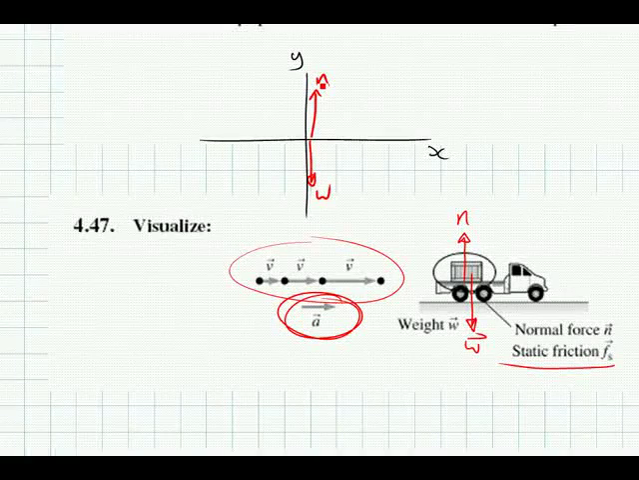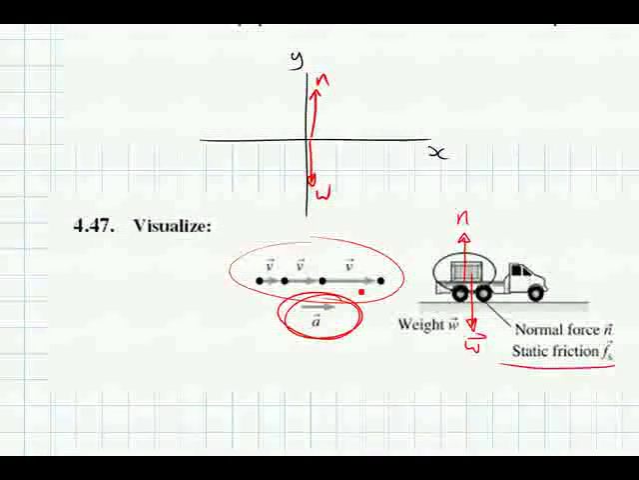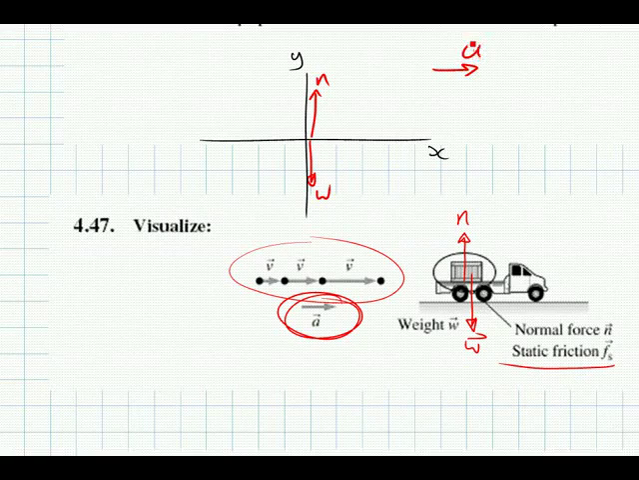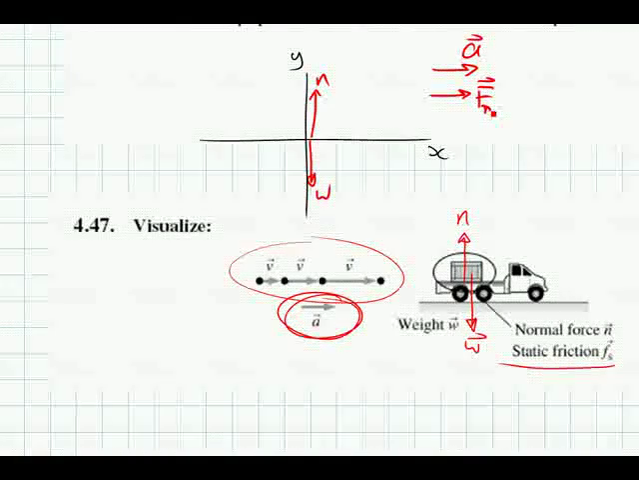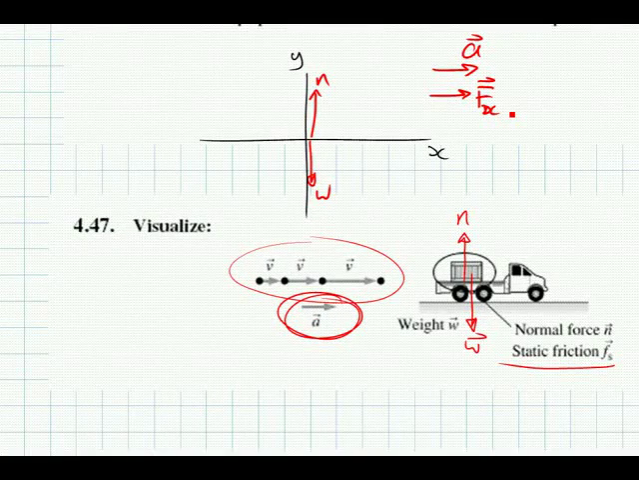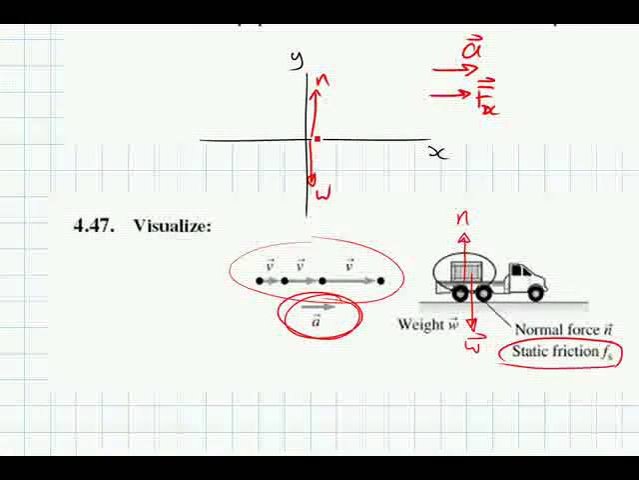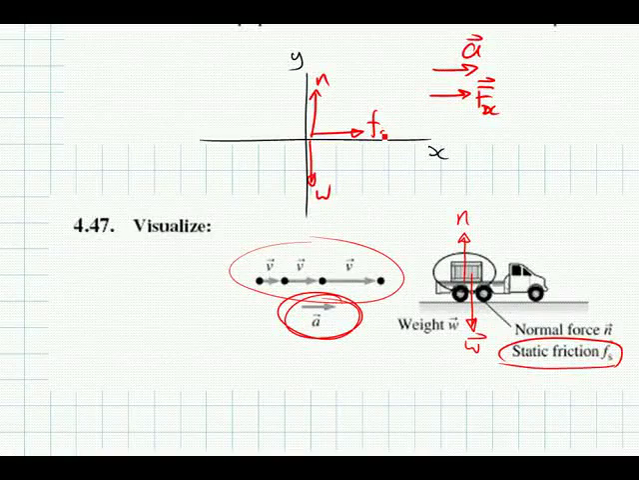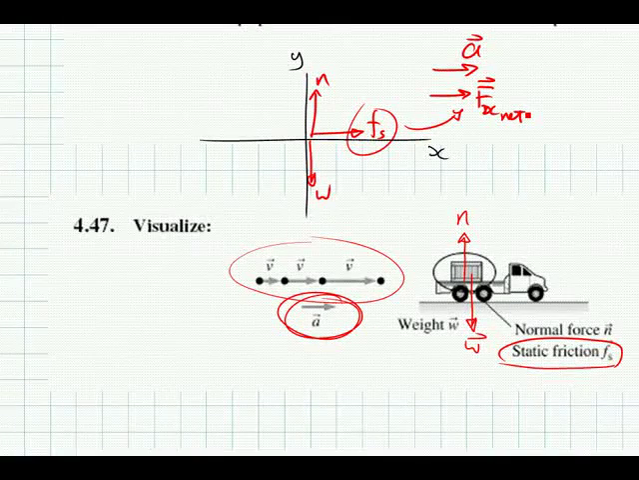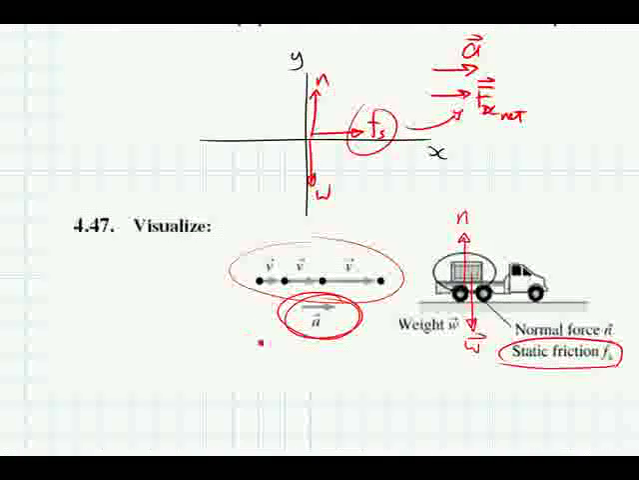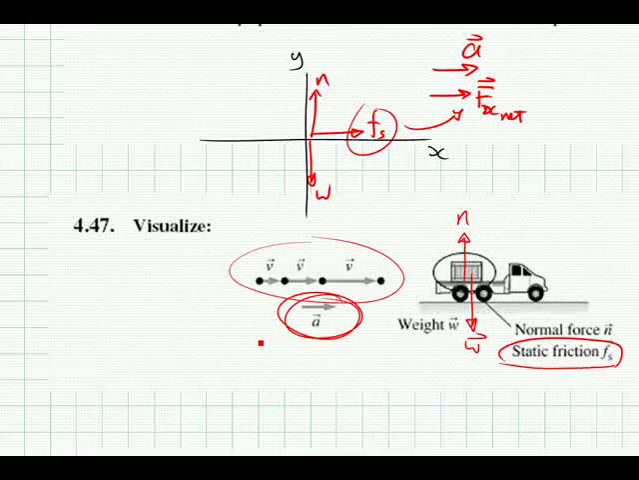But now let's consider the x direction. The free body diagram for the crate says that there is acceleration forward, which means that there is net force, right? Net force in the x direction, in the forward direction. And the only force in the x direction that we identified is that due to static friction. Therefore, static friction must be this way, Fs, because that's the force that essentially gives you your net force in the x direction, which in turn accelerates the crate forwards.